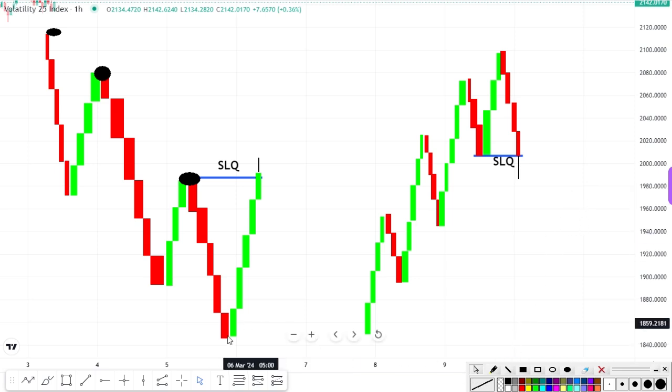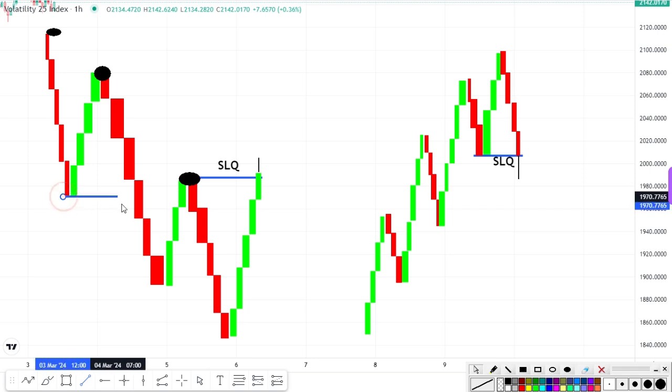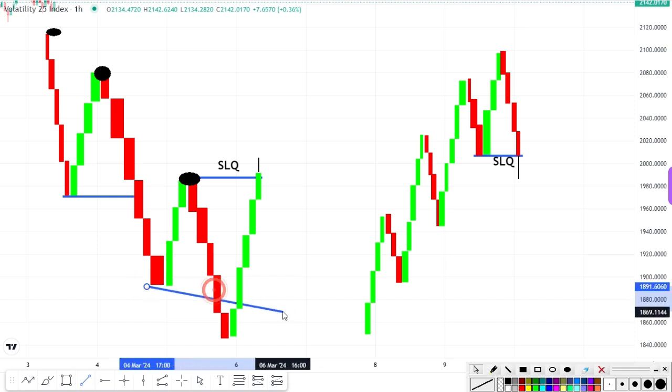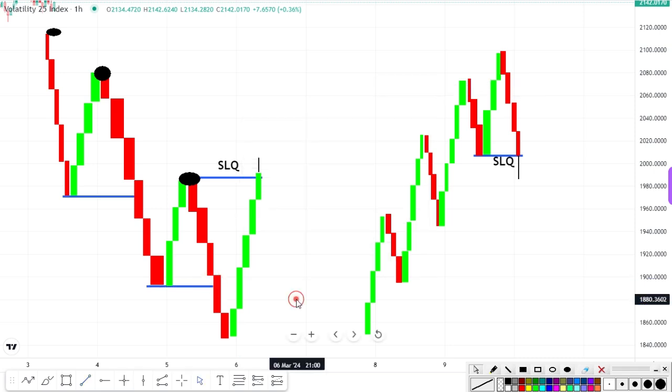Then there's something I want you to also pay close attention to. Can you see that before that sweep of liquidity, the price has been breaking structures towards the downside? So break of structure towards the downside is important in a downtrending market. In a downtrending market, break of structure towards the downside is very important, right? You can see the price breaking structure before the sweep of liquidity.